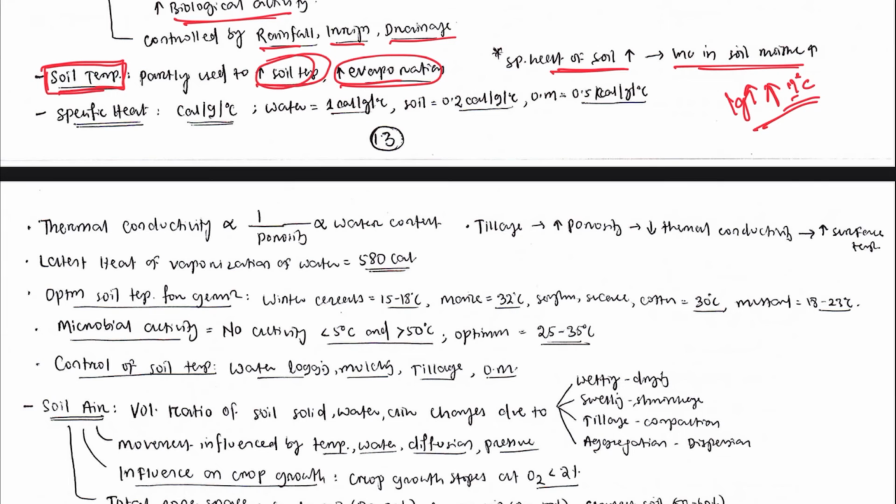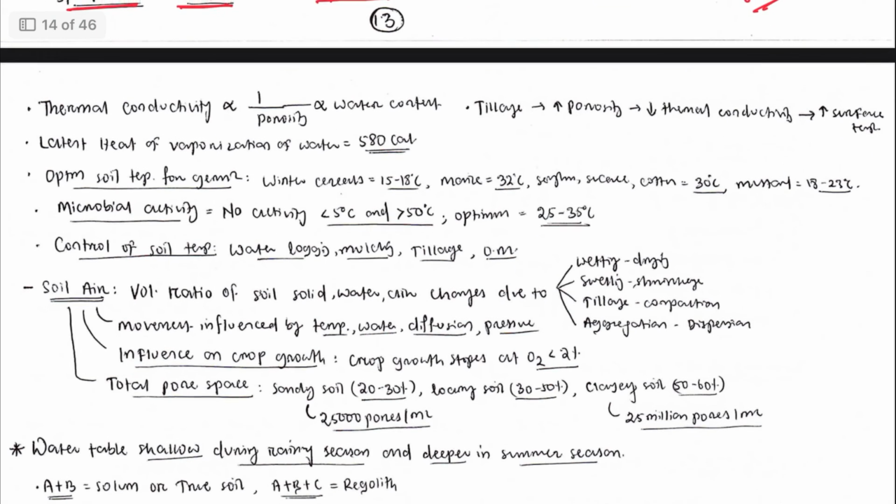Specific heat, which we have already discussed, is in units of calorie per gram per degree centigrade. For water it is 1 calorie per gram per degree centigrade, for soil it is 0.2, and for organic matter it is 0.5 calorie per gram per degree centigrade.